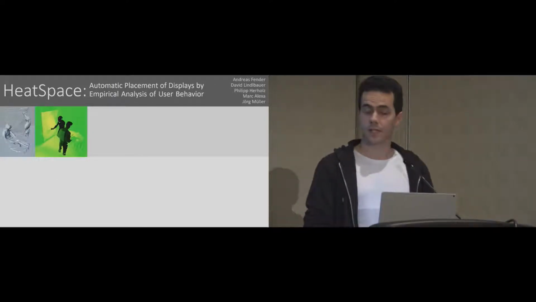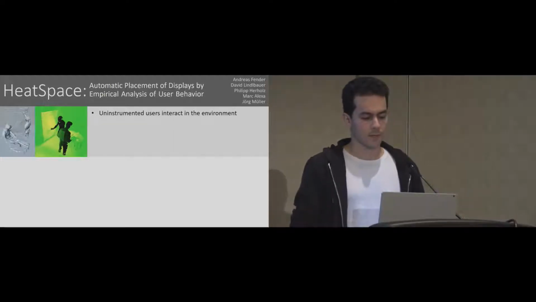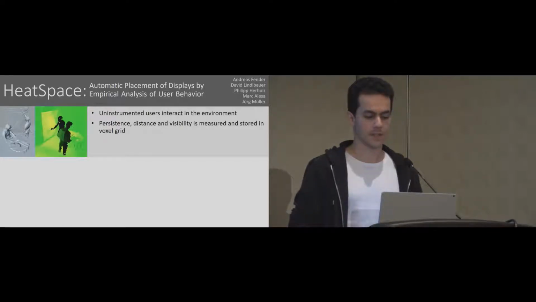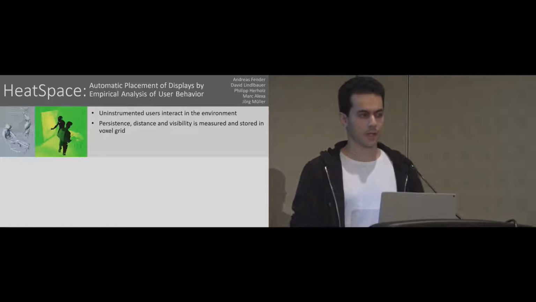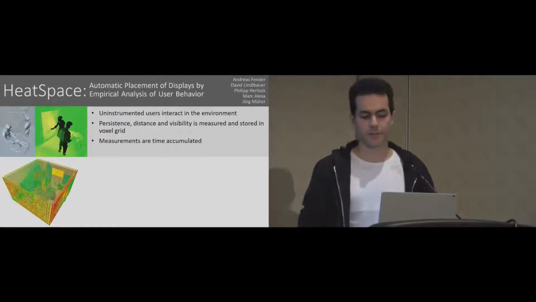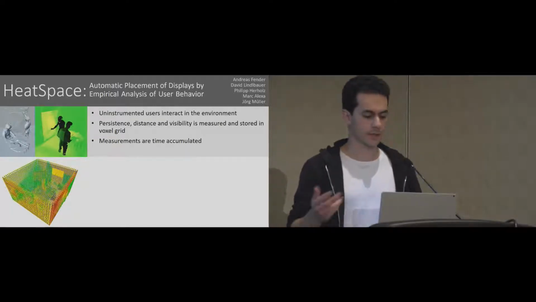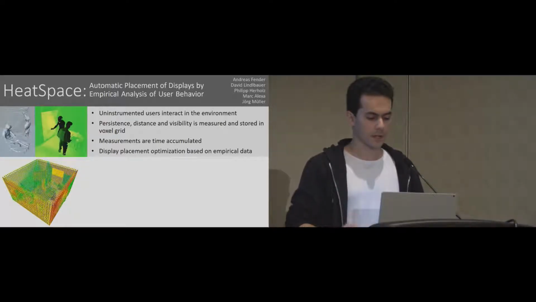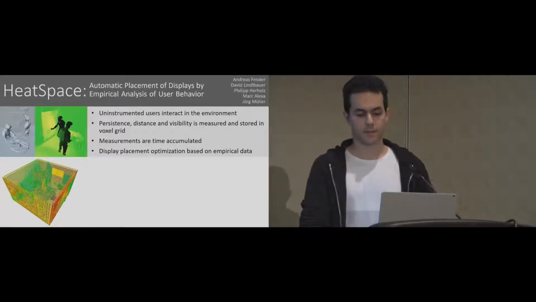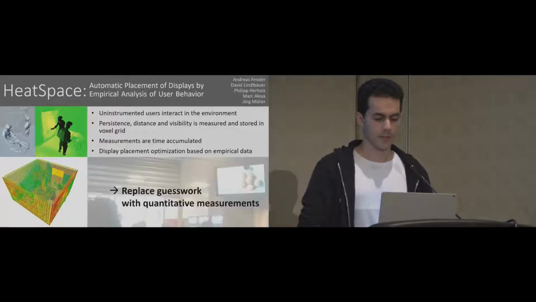The system I just presented is called HeatSpace. We're letting uninstrumented users interact in the environment, and while they're doing so, we are measuring persistence and distance and visibility, and these values are stored in voxel grids. Measurements are time accumulated, so they're measured over time. And the display placement optimization is based on that empirical data. The overall objective is to replace guesswork with quantitative measurements.